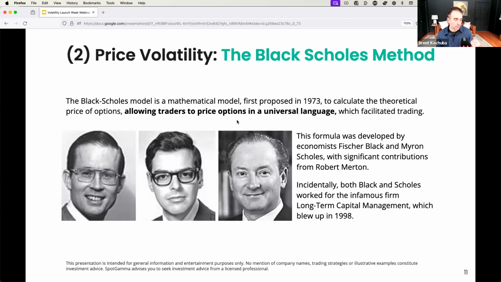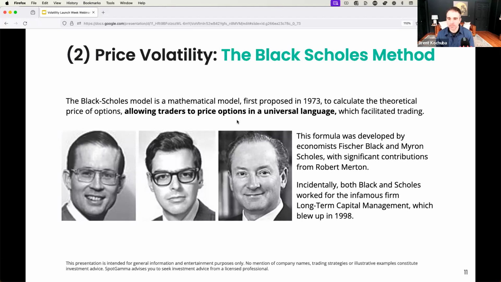This model or this calculation that they created really allowed traders to standardize options prices so that they could, so to speak, speak the same language, right? We could trade on the same terms. And this is what ties into the idea of implied volatility and making sure that we're speaking the same language.